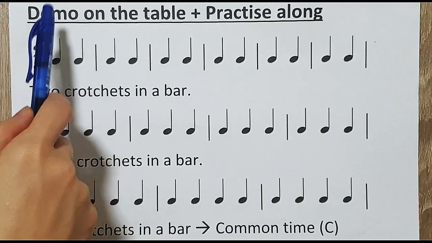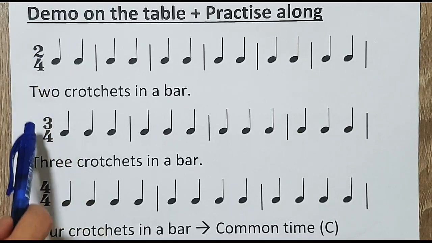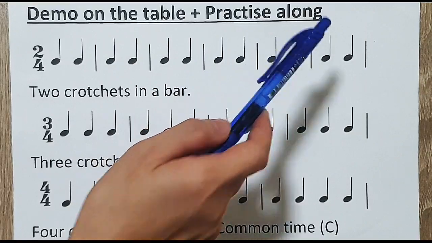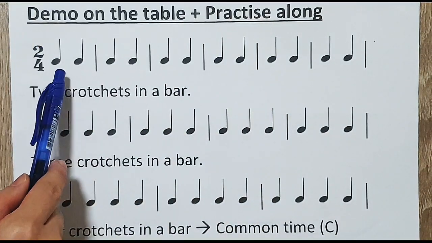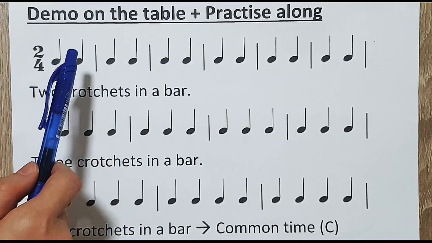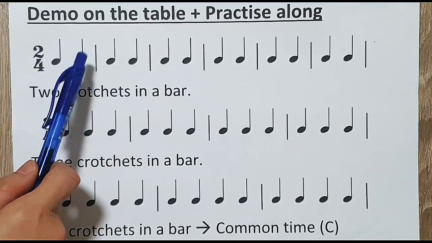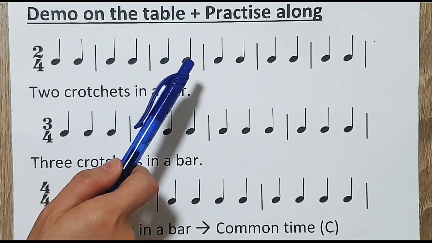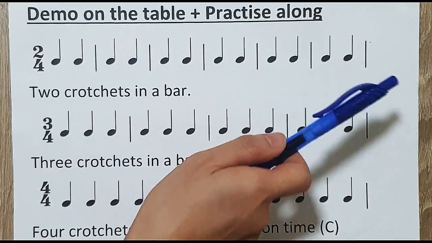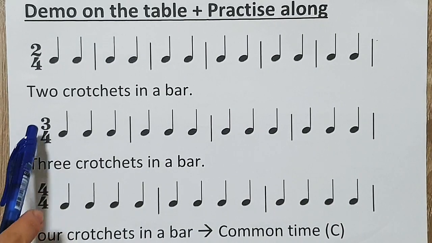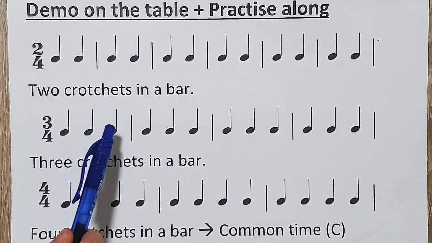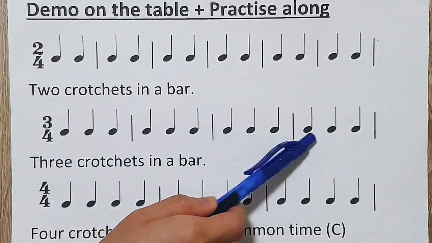Let me demo to you how we count the beats when we see different time signatures. I will do it on the table and you practice along. When you see 2/4, it means 2 crotchets in a bar. The way we count is this. 1, 2, 1, 2, 1, 2. I'm gonna do it slightly faster for 3/4. It means 3 crotchets in a bar. Let's go. 1, 2, 3, 1, 2, 3, 1, 2, 3.